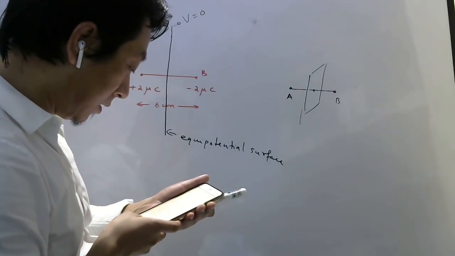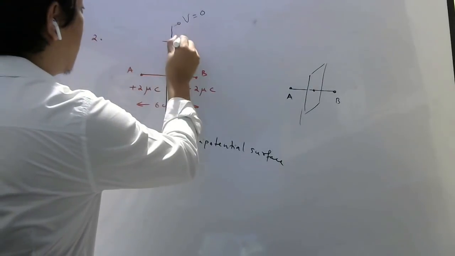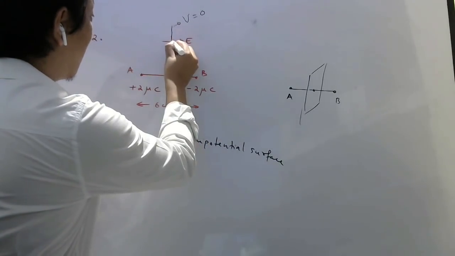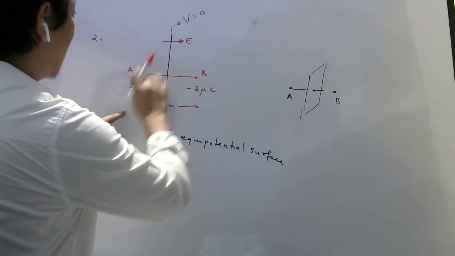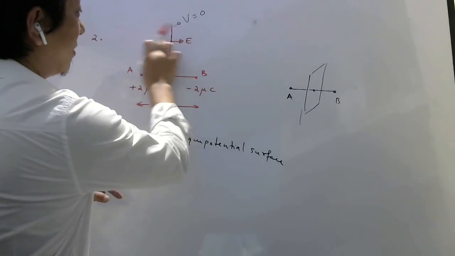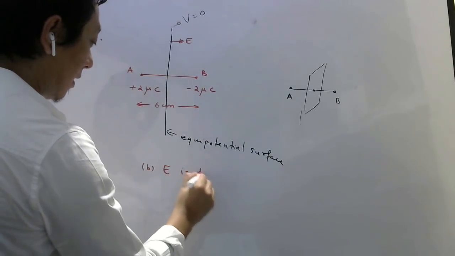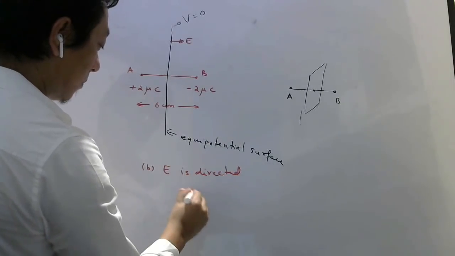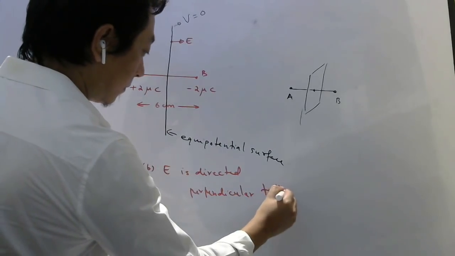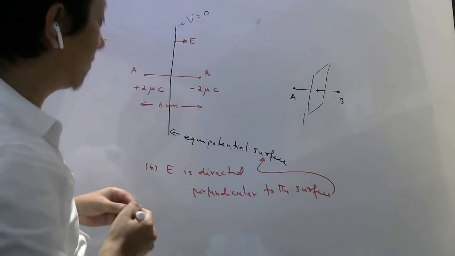And electric field, second part is what they are asking. The direction of electric field. What is the direction of electric field at every point on the surface? Already we know. Direction of electric field is always perpendicular to the surface. And if you go back and check electric field at this point, due to plus it was away, due to minus it is towards, so total will be like this. So part B, electric field is directed perpendicular to the surface. Which surface? This surface. Okay, fine.